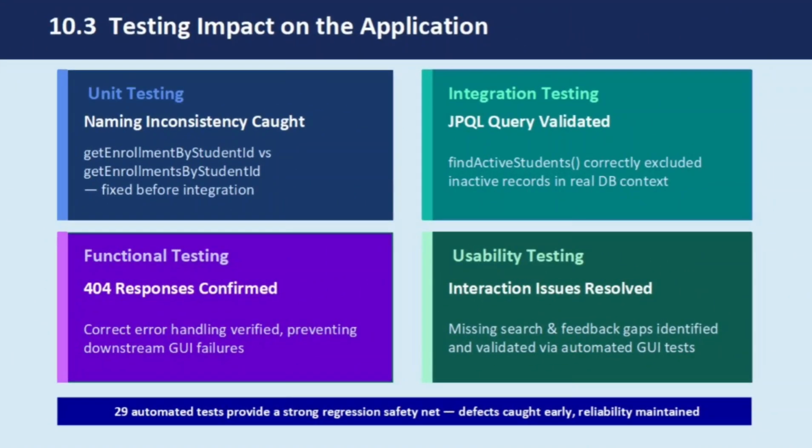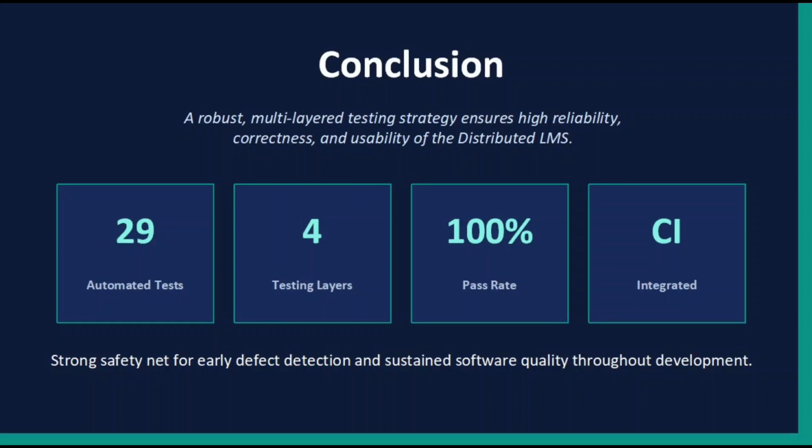To summarize, the multi-layer testing strategy ensures the LMS is reliable, correct, and user-friendly. The unit tests caught naming issues early, and the integration tests validate the JPQL queries. Functional tests confirm the 404 handling, and the usability tests improved the search and feedback features. In total, 29 automated tests run with a 100% pass rate, and continuous integration via GitHub Actions keeps the system validated with every change. This approach provides a strong safety net for early defect detection and sustained software quality.